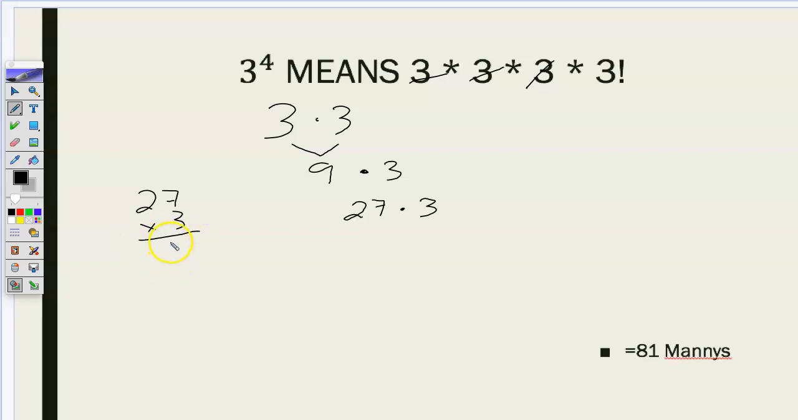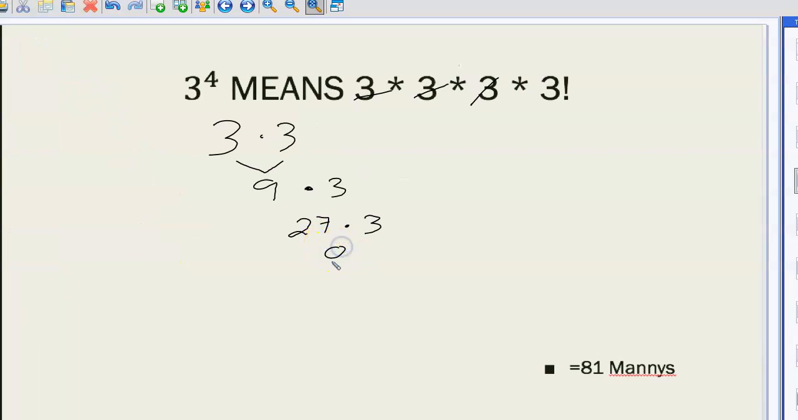So I know 25 times 3 is 75. And so when I work this out, 75 plus 6, 2 times 3 is 6. And so 27 times 3 would be 81. So my answer is not 12, it is 81.